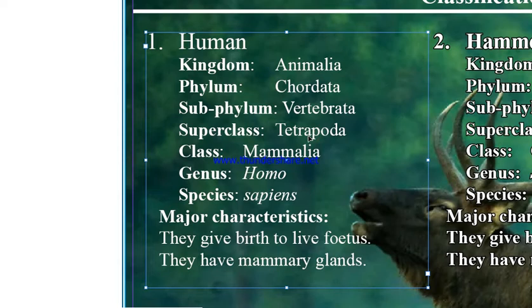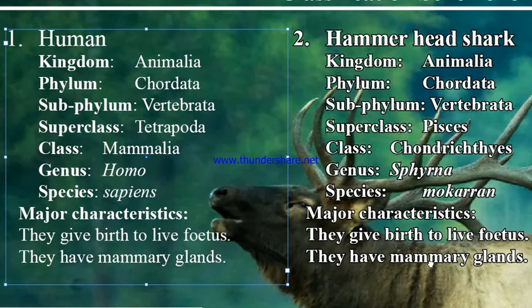Superclass Tetrapoda has 4 classes: Amphibia, Reptilia, Aves and Mammalia. Now human beings have mammary glands, so they belong to class Mammalia. The genus and species of human beings is Homo sapiens. Main characteristics: they give birth to live fetus and they have mammary glands. Okay, I guess there should be no problem with this.